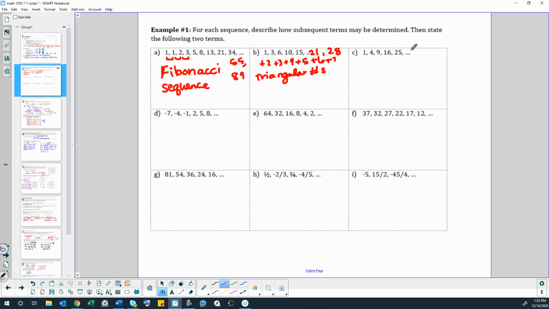Next, we have those square numbers, so 2 more terms would be 6 squared and 7 squared. So I'm just going to call these squares. If you can figure out a way to actually write a formula for any of these, that would be great to start practicing that, because we're going to be doing that today with our arithmetic and geometric sequences.